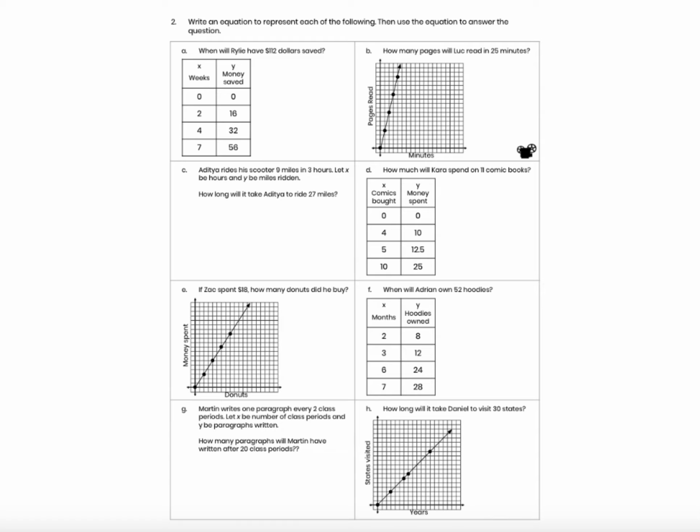Now on the back, you're given either a table, a graph, or a situation, and then a question about that table, graph, or situation. And so you're asked to first write the equation to represent the table or the graph or the situation, and then to use that equation to answer the question.